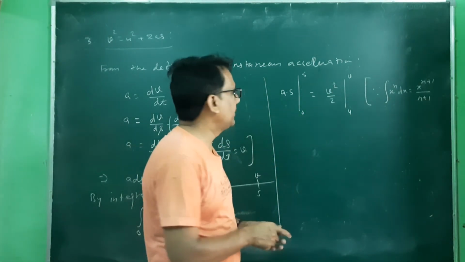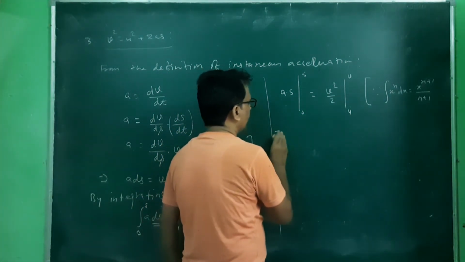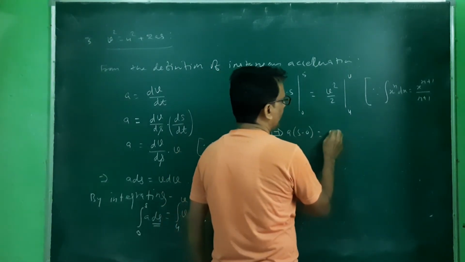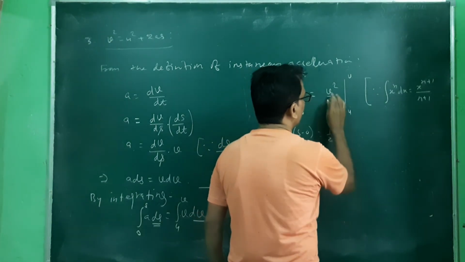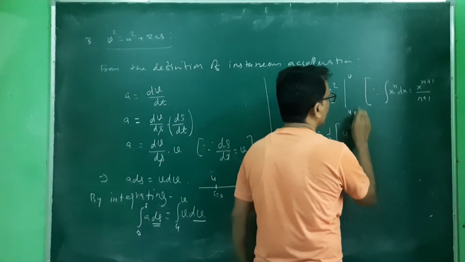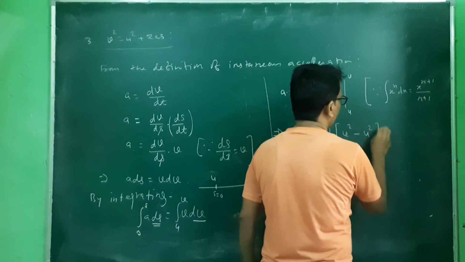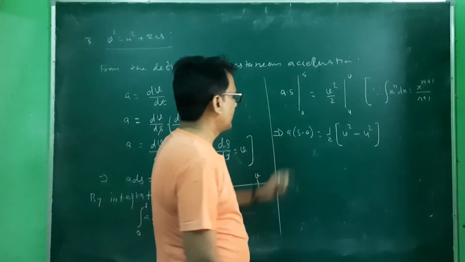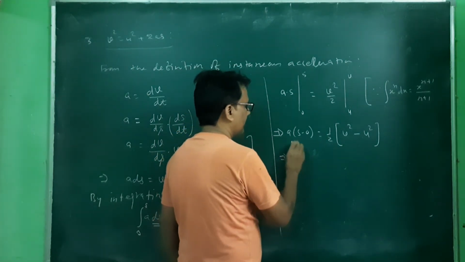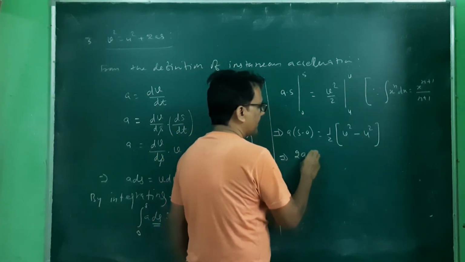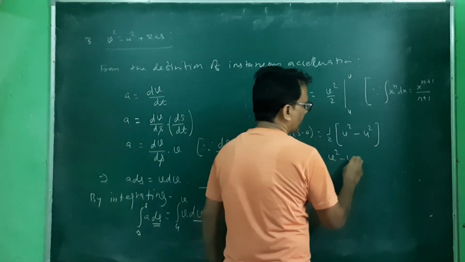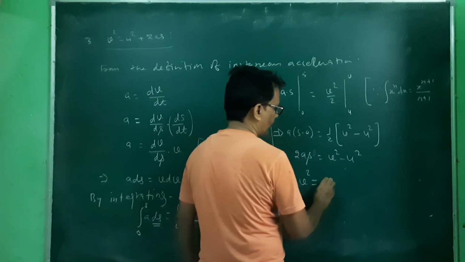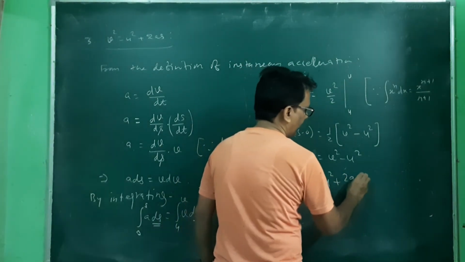Now we will put the limit. So this implies a times s minus 0 is equivalent to half, and this is v square minus the lower limit u square. So just move this 2 to this side. So this is 2as is equivalent to v square minus u square, and now v square is equal to u square plus 2as.